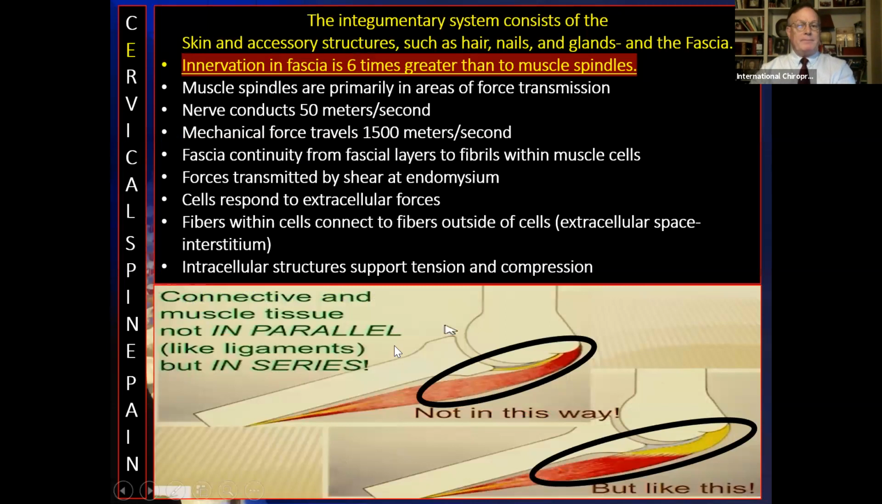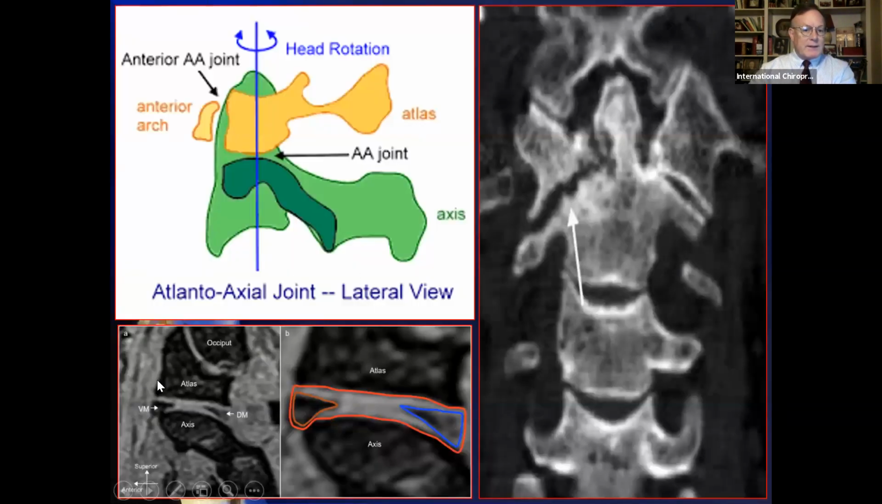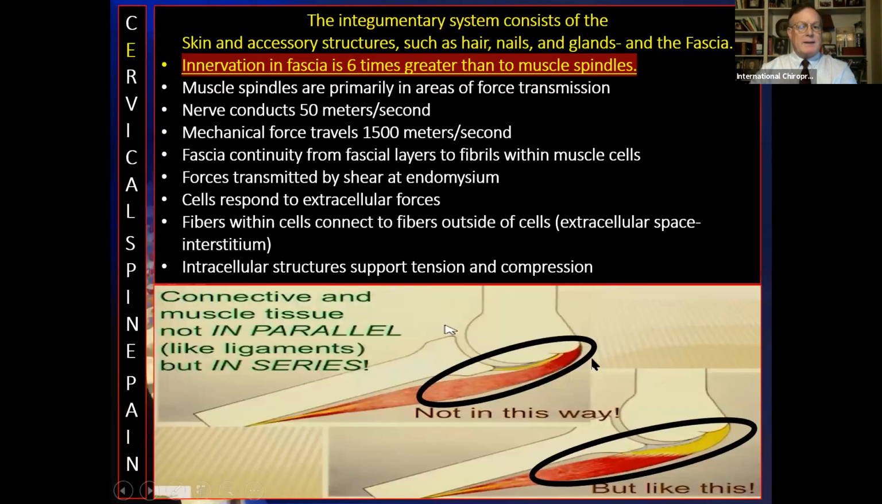All right, now this is just to remind us that this collateral relationship of the collateral ligament and the underlying meniscus and bone is not in parallel. These structures are in series. And by that I mean, let's take the elbow as an example. Here's the common extensor tendon, for instance, landing on the lateral humeral epicondyle.